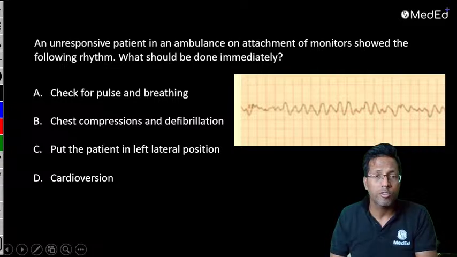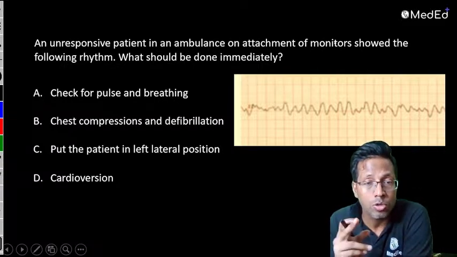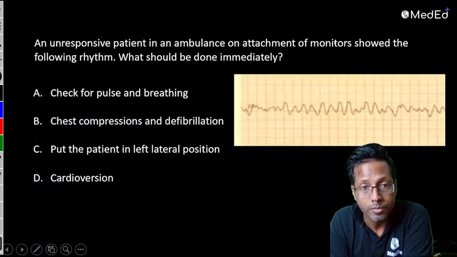Next question: an unresponsive patient in an ambulance, on attachment of the monitor, shows the following rhythm. What should be done immediately?